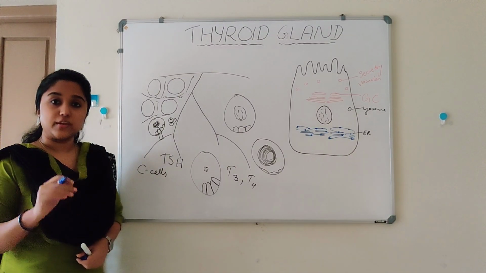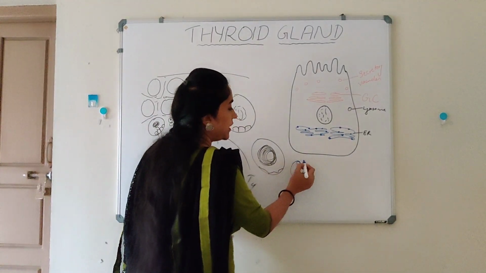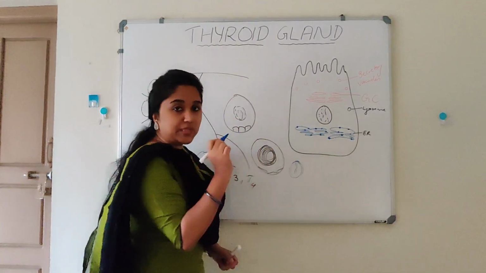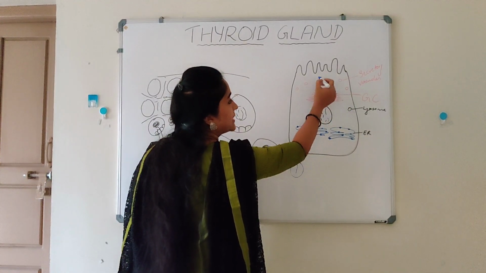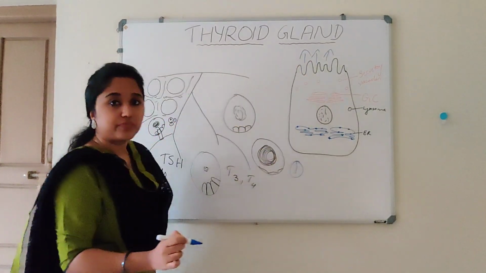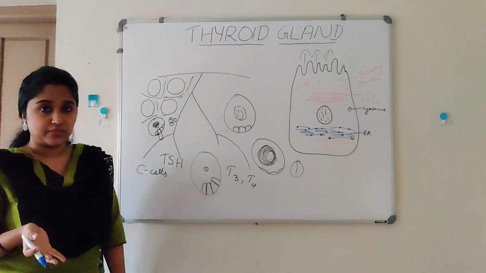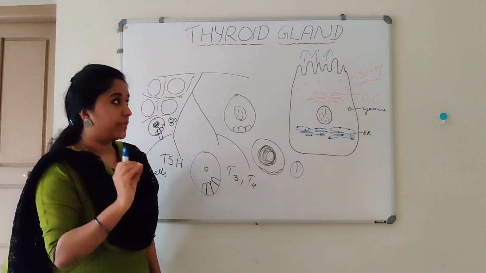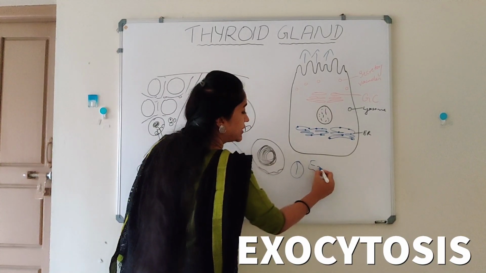So synthesis of thyroid hormones takes place in two phases. In the first phase, thyroglobulin, which is a glycoprotein, is produced by the endoplasmic reticulum, and it is packed into secretory vacuoles of the Golgi complex and then released along the apical microvilli into the follicular cavity. And here it combines with iodine, and then colloid is formed. That's how colloid is formed. So colloid is iodinated thyroglobulin. That is the first phase, and this process is known as exocytosis.